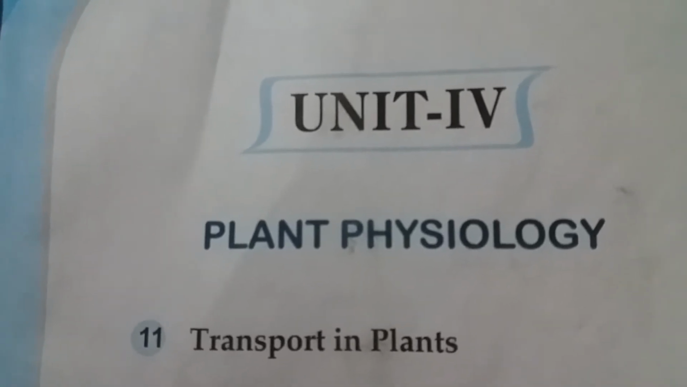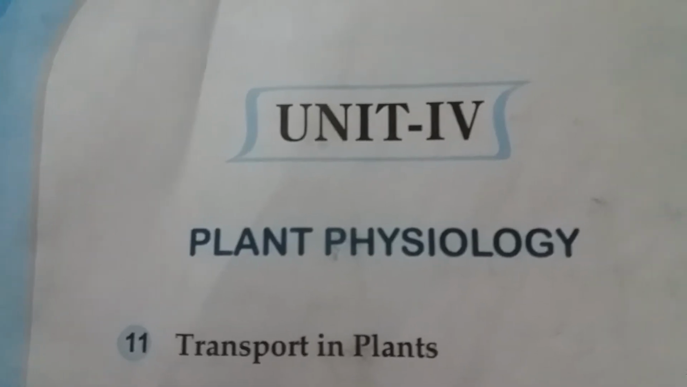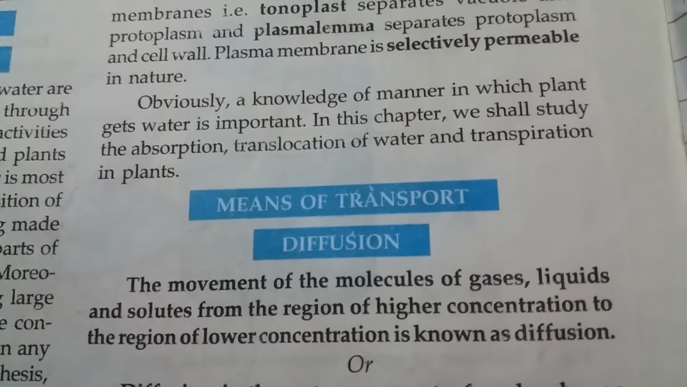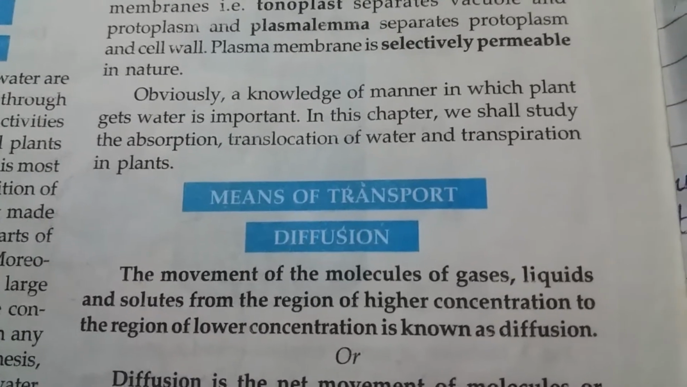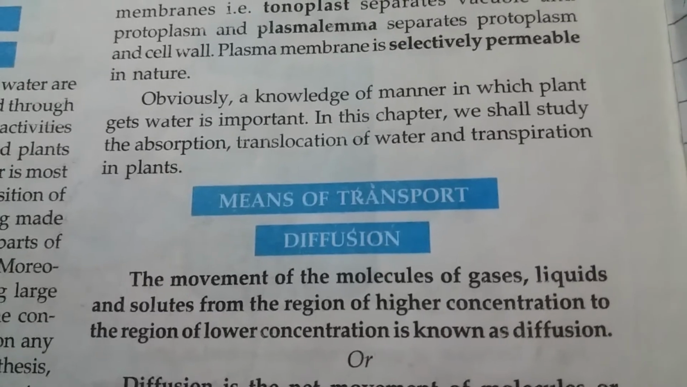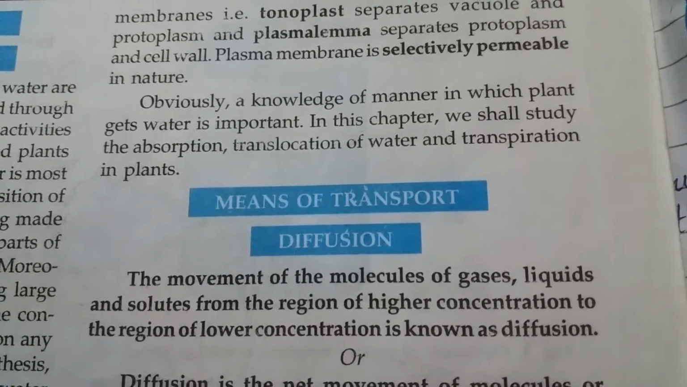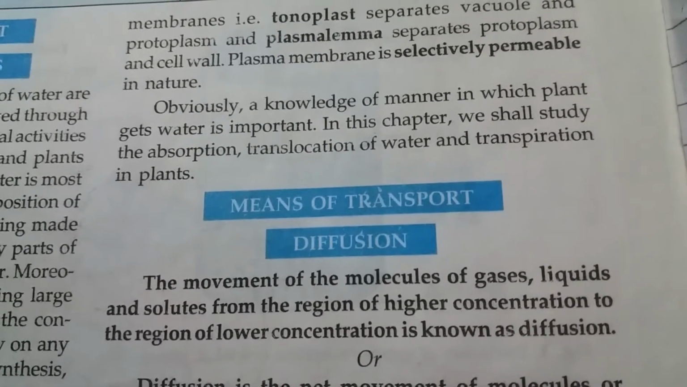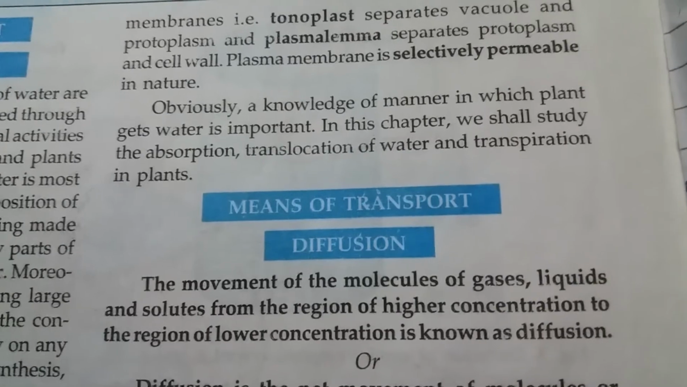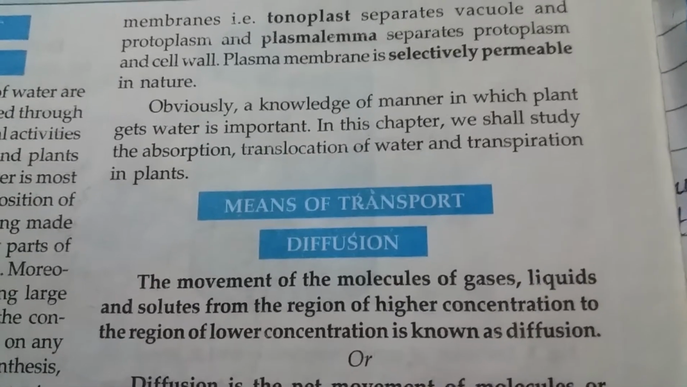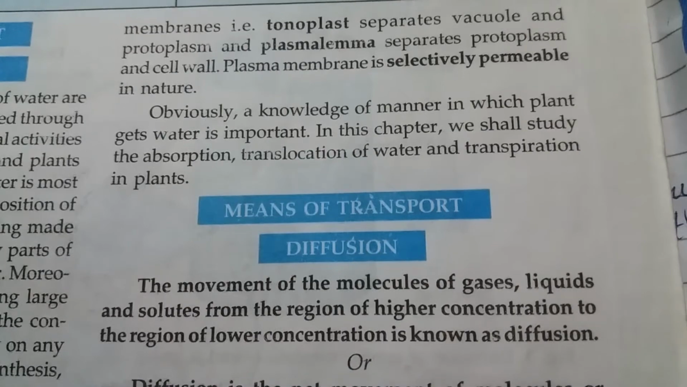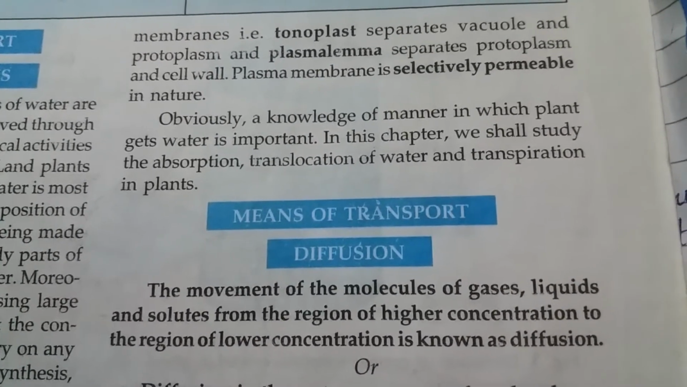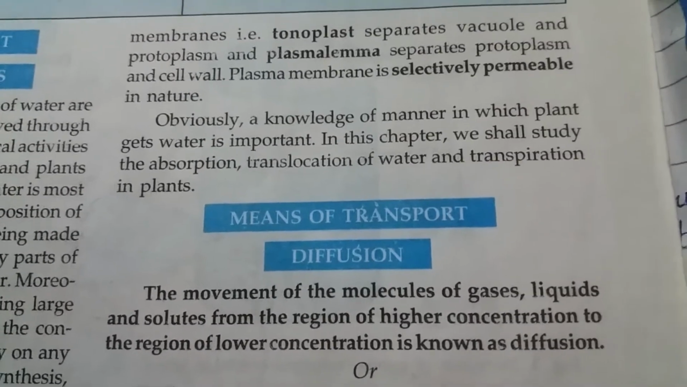Here we have some terms related to this chapter. First term is diffusion. So what is diffusion? You have done it in previous classes. The movement of the molecules of gases, liquids and solutes from the region of its higher concentration to the region of lower concentration is known as diffusion. If anything moves, it may be liquid, gas or solute, from its higher concentration to lower concentration, it is known as diffusion.